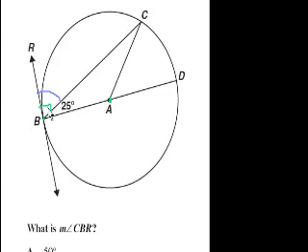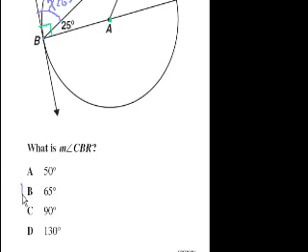Well, I kind of did it inadvertently. We know that when a line is tangent to a circle, it's perpendicular to the radius at that point. So this whole angle is 90 degrees. So the angle that we're trying to figure out, let's call that x, is the complement to 25, right? x plus 25 is equal to 90. Subtract 25 from both sides, x is equal to 65 degrees. And that is choice B.